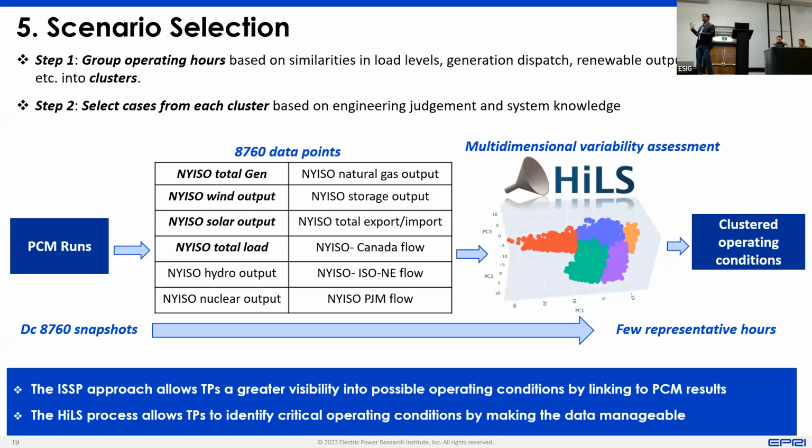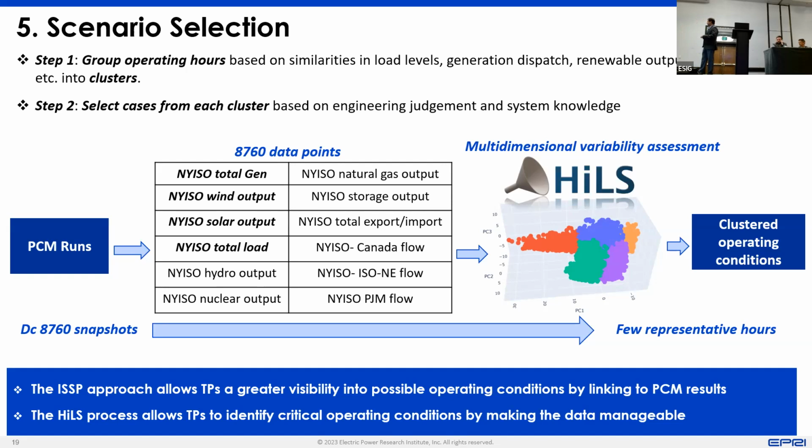So in order to select those hours, we came up with a framework, we call it high-level screening, or HILS for short. And we look at some of the characteristics of the system. In this particular example, for each hour, we looked at total generation, total wind output, solar output, total system load, and there are some other variables that you can look at. But essentially, looking at these variables, we used a statistical clustering technique, specifically using principal component analysis, silhouette analysis and k-means. So essentially a statistical approach to cluster the 8760 hours.